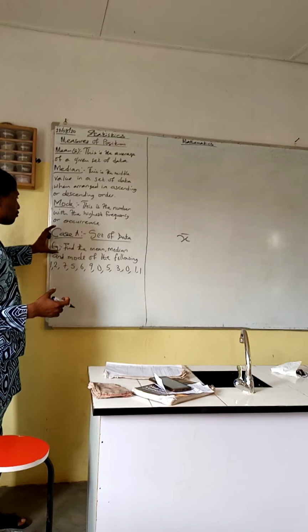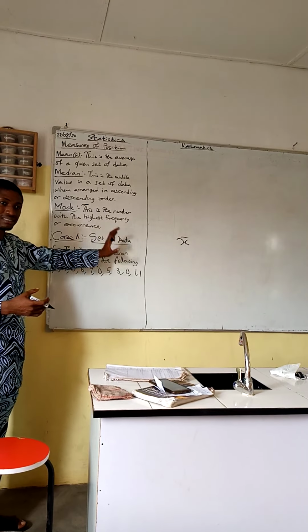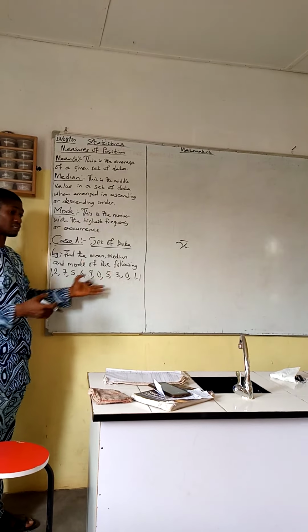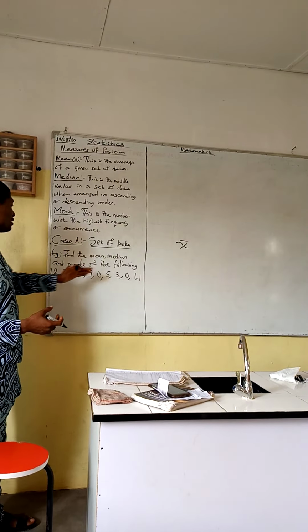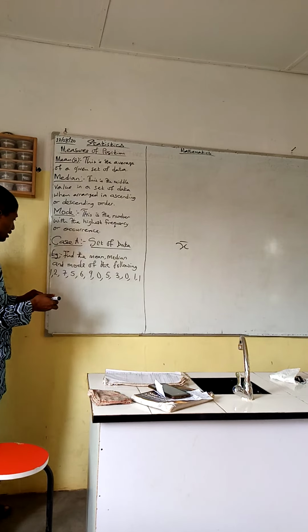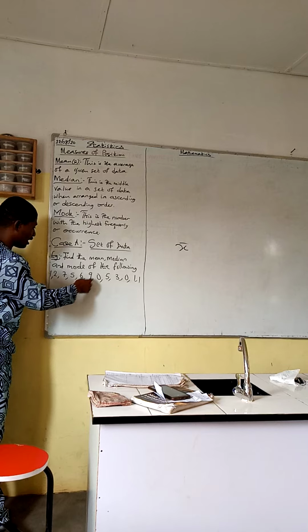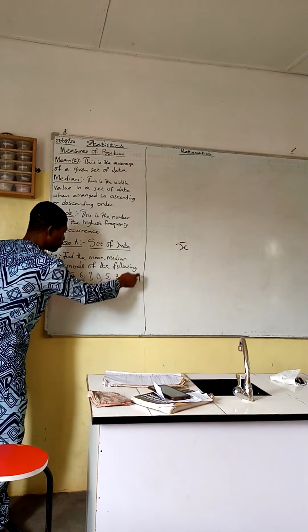Now, let's look at the first case, case A. We're looking at a set of data. It says find the mean, median, and mode of the following. The values you are given are 1, 2, 7, 5, 6, 9, 0, 5, 3, 0, 1, 1.